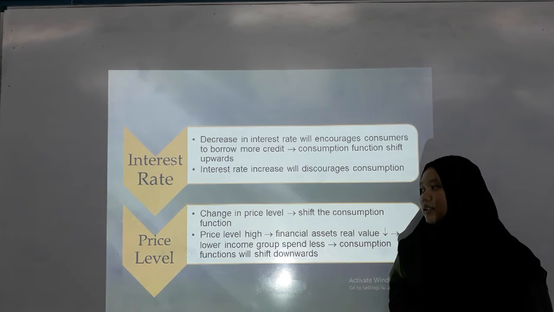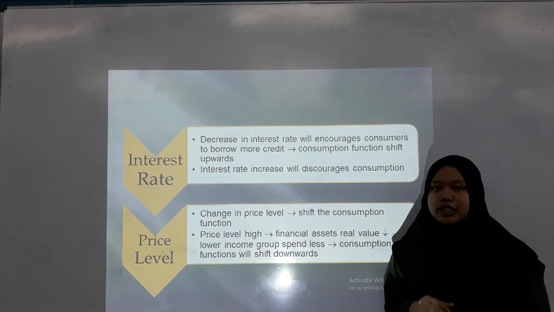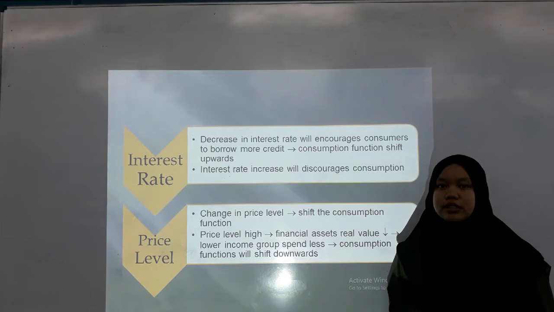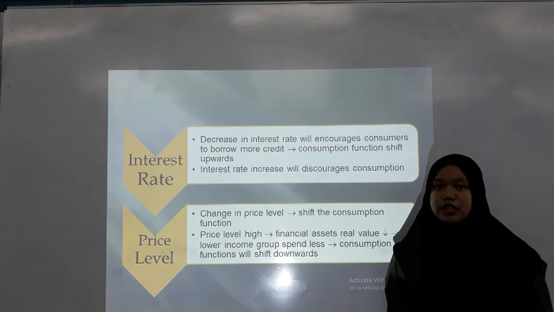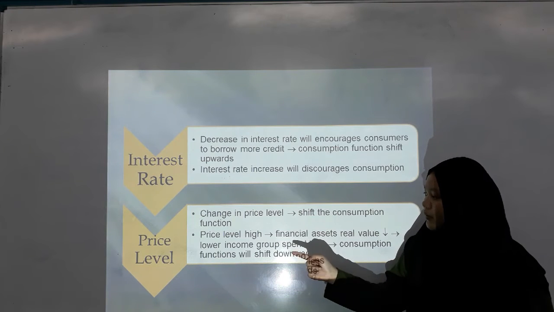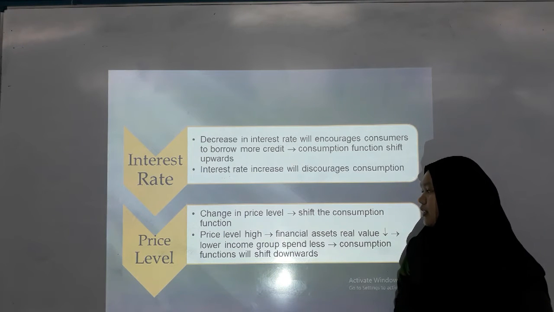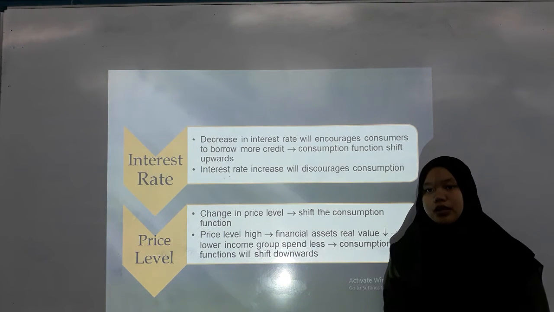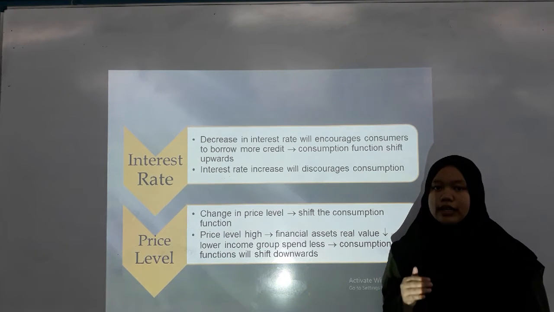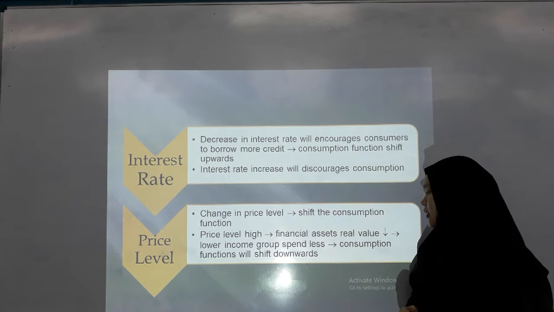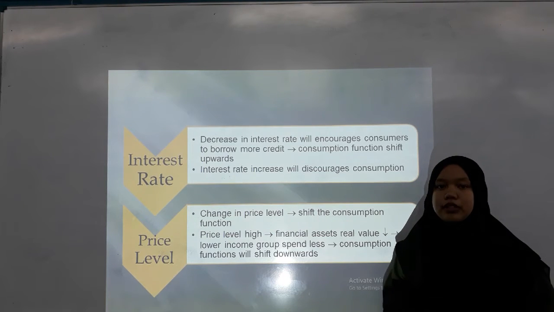The last determinant is price level. A change in price level will cause the consumption function to shift either upwards or downwards. When the price level is high, the financial assets of the consumer decrease. So the lower income group will spend less, which will cause the consumption function to shift downwards.